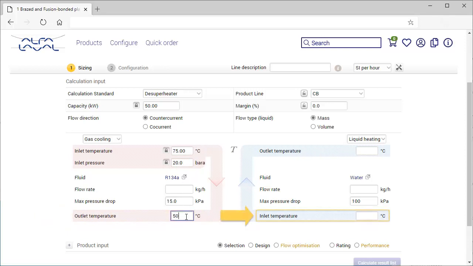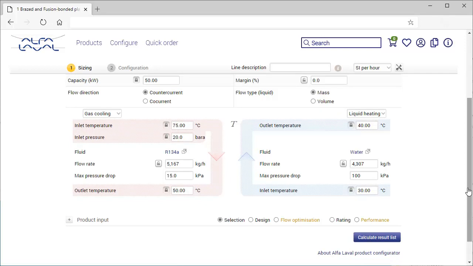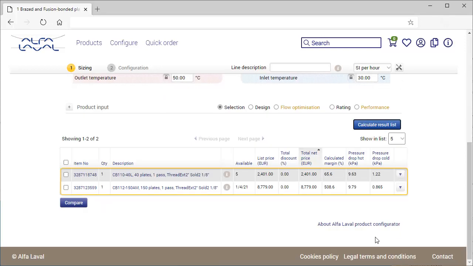On the cold side, enter an inlet temperature of 30 degrees Celsius. And we set the outlet temperature to 40 degrees. Press Calculate Result List. Now we have a result list.